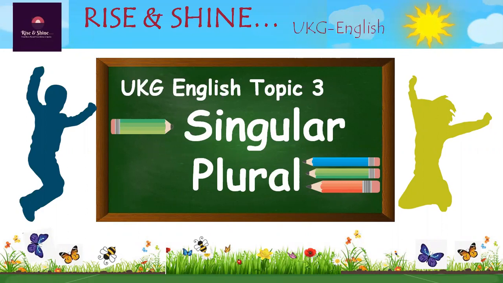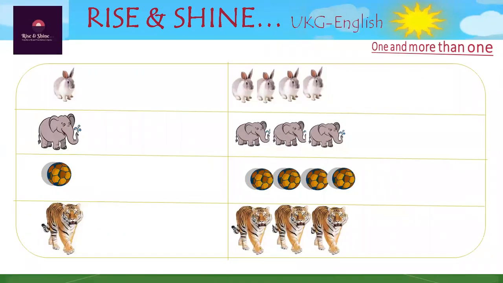So let's learn about what is singular and what is plural. Let's play a game. Tell me first, what is this? What do you see? Yes, it is one rabbit.